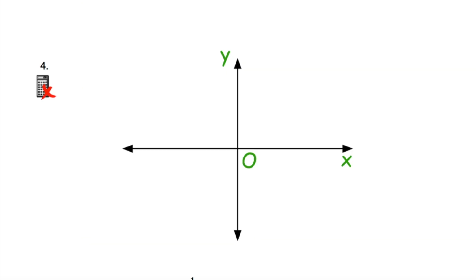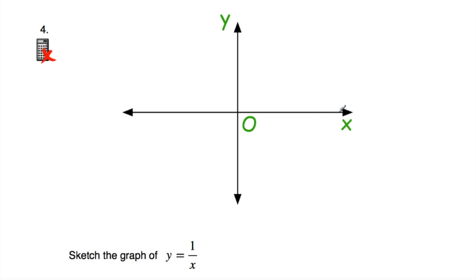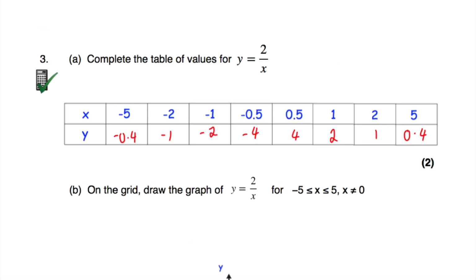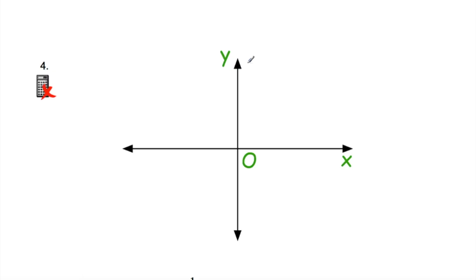And that's it. Okay, let's look at our next question, question number 4. We've got these axes, the x-axis and y-axis, and we've been asked to sketch the graph of y equals 1 over x. So thinking back to our last question, this is the graph of 2 over x. It looks like that. So the graph will look something like this, and it's just a sketch, so it'll just have that shape. It's just important we get that shape.